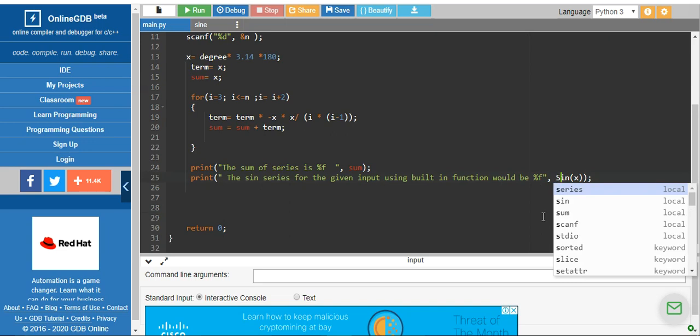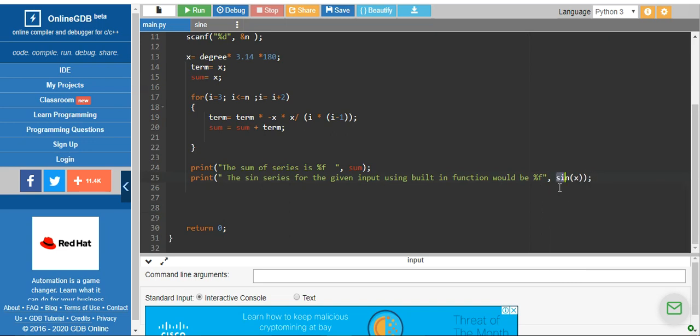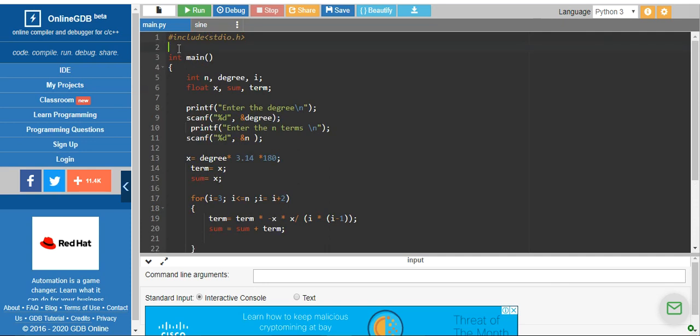Sine of x is a predefined function which is available in the math.h library. So it is mandatory for you to use #include, what is that predefined library? math.h.